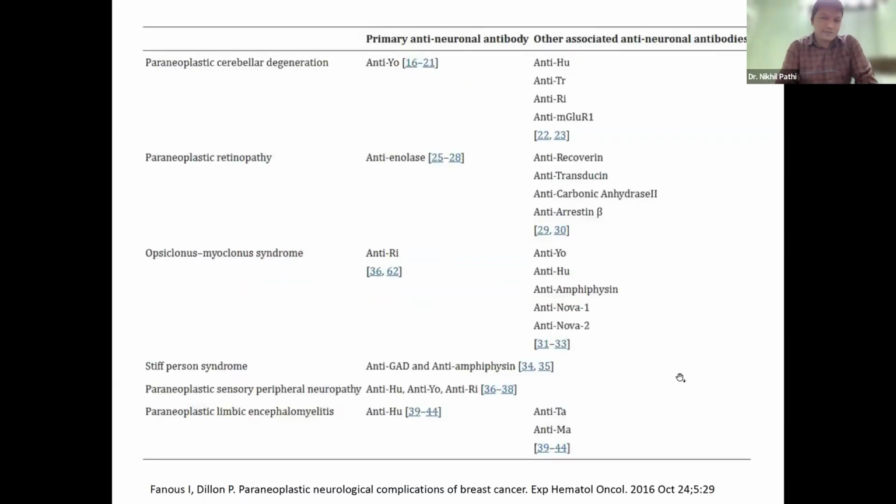Now, Dr. Dipen, if you are here, or Dr. Nihanthy.